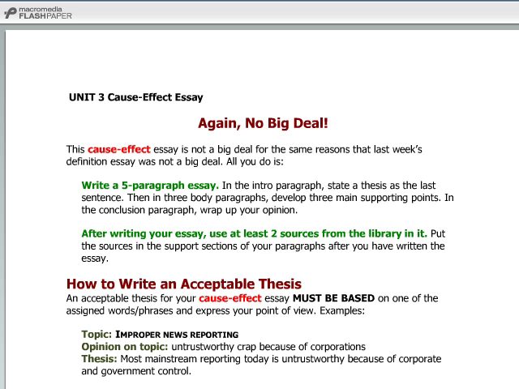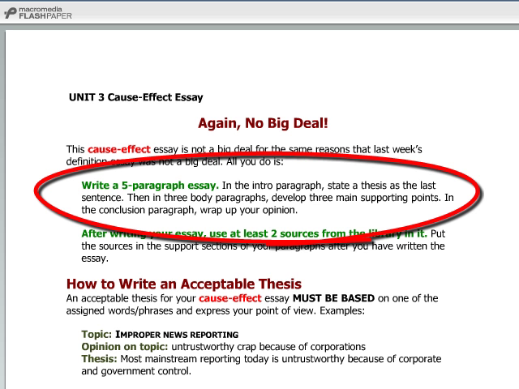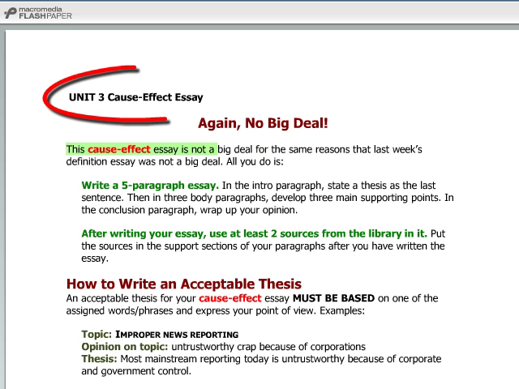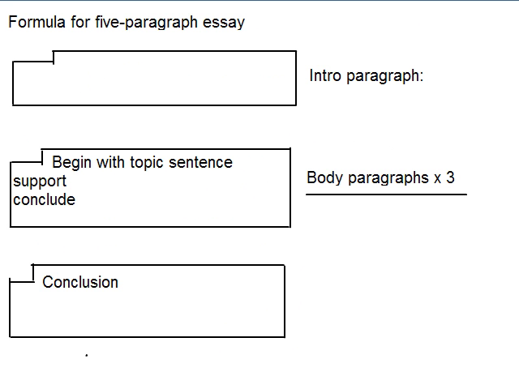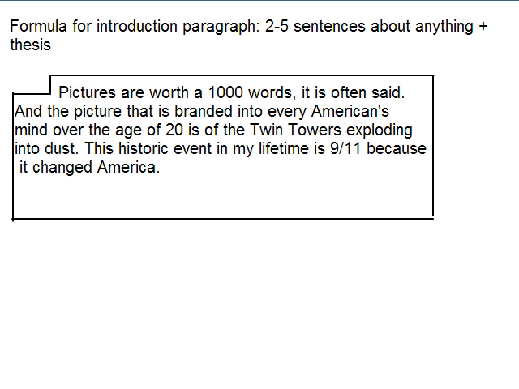Okay, your Unit 3 individual project is another 5-paragraph essay. Generally speaking, the topics have been selected so that as you deal with the topics, you will sort of be forced to deal with cause-effect. Formula for the 5-paragraph essay is the introduction paragraph, 3 body paragraphs, and conclusion paragraph. So again, the introduction paragraph is simply indicating that the most important thing in the essay is that thesis statement, which comes at the end of the paragraph.